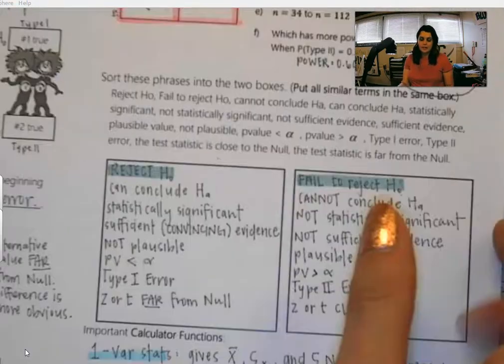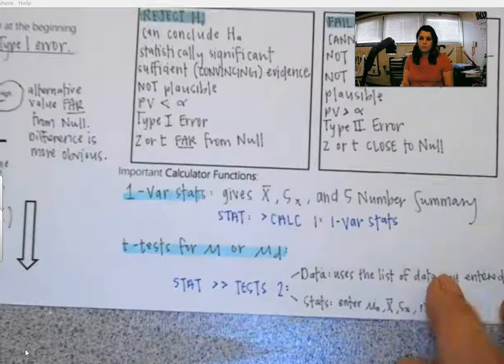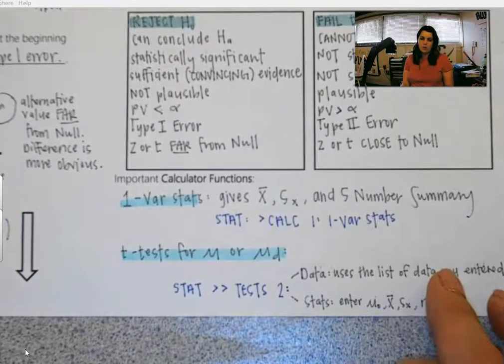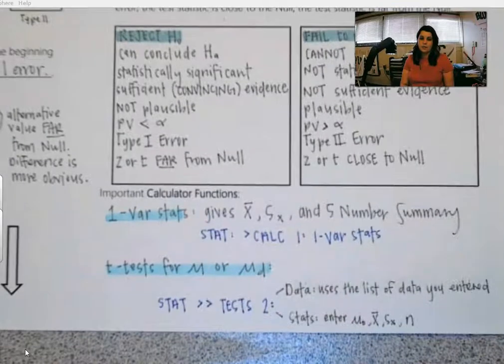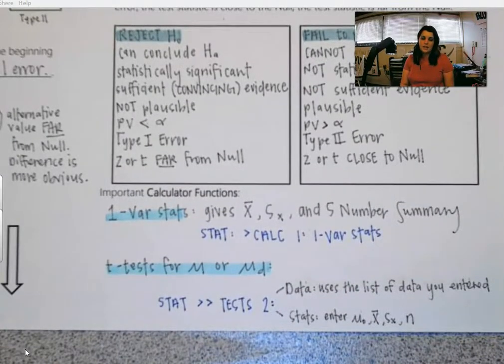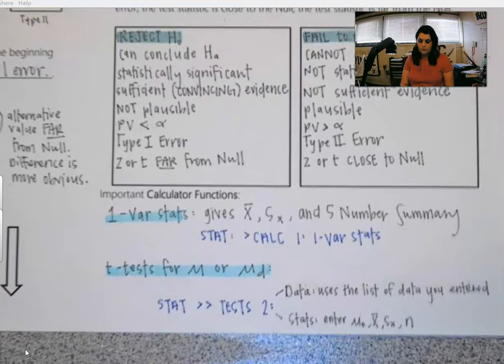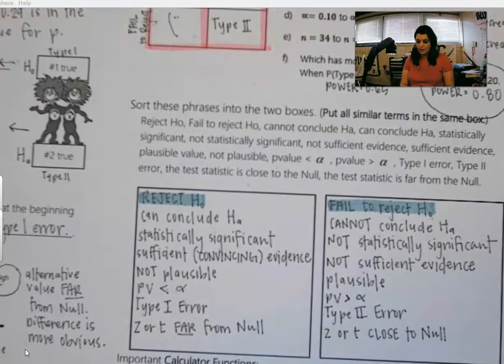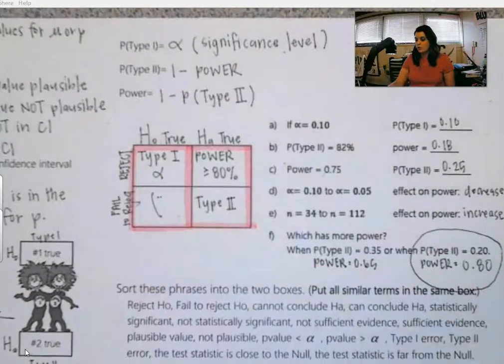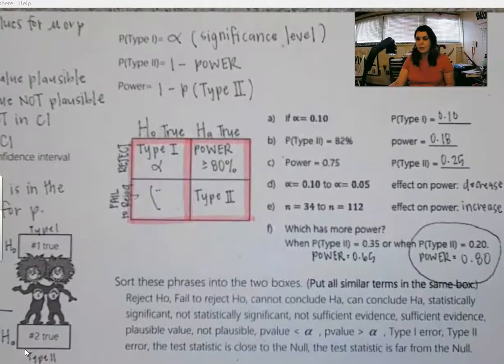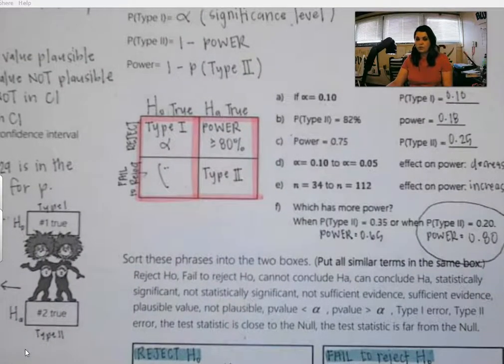And then lastly is our important calculator functions from this unit. So we use one variable stats and t-tests for mu and mu sub d. Okay, so I think this is pretty straightforward. Like I said, if you need clarification, make sure that you see me and get that cleared up so that you can use these overviews to benefit you the most.